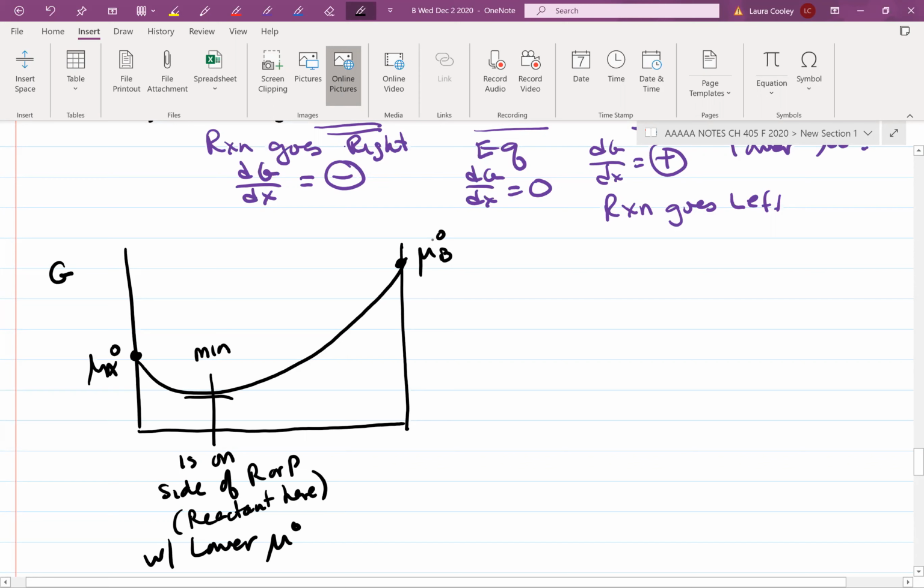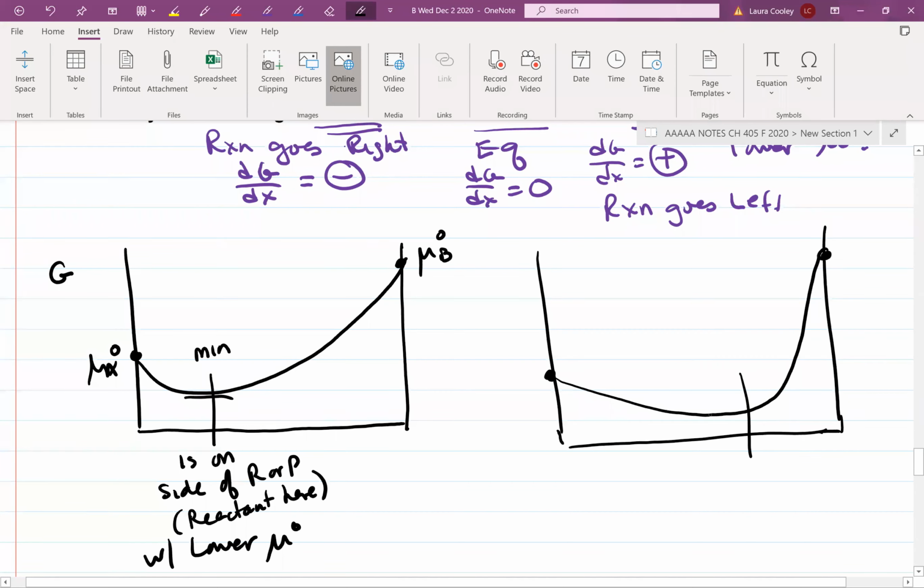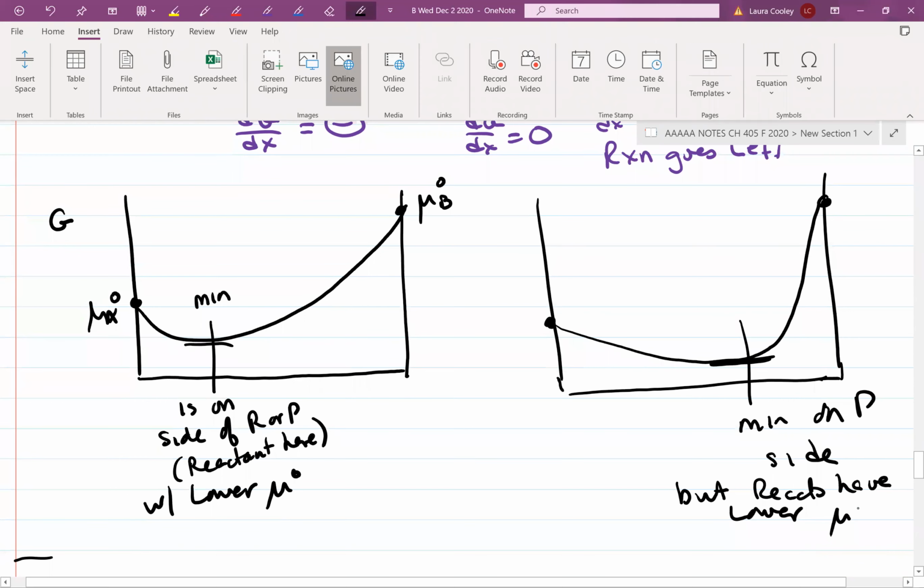Okay, so what if somebody drew this for a diagram? And this is possible to draw, but it makes absolutely no sense. So would you ever draw it like this? I mean, it's possible to make such a drawing. Here you have the minimum on the product side, but the reactants have the lower mu 0.